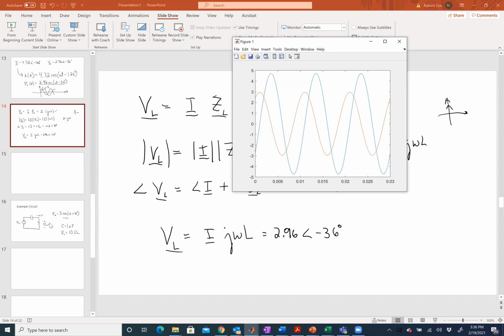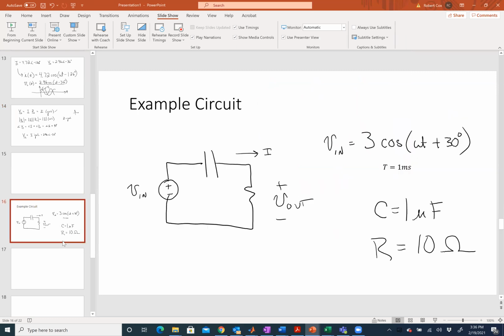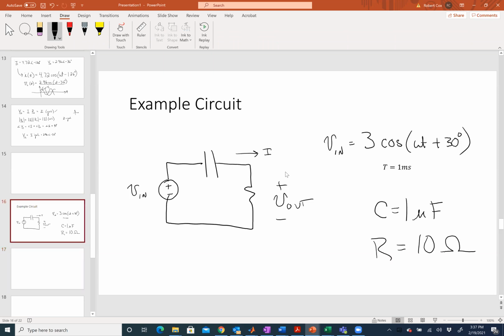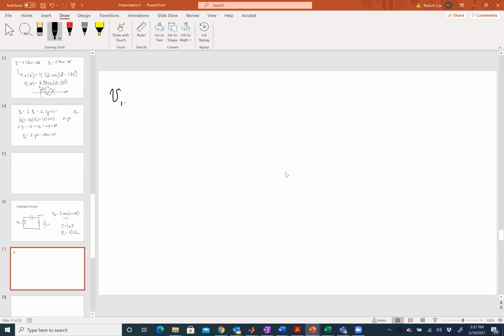Seems like you guys are getting those ideas pretty well. So let's look at another one here. Now I've got this: Vn is 3 cosine omega t plus 30 degrees, and I have 1 microfarad and 10 ohms. Again, I want to figure out what the current is. First thing I do is redraw that circuit. Vn of t is 3 cosine omega t plus 30 degrees.